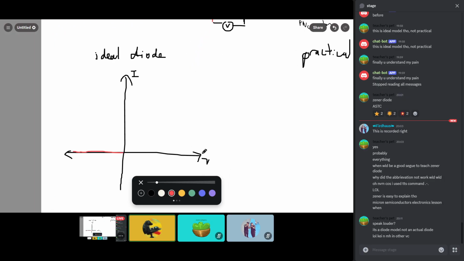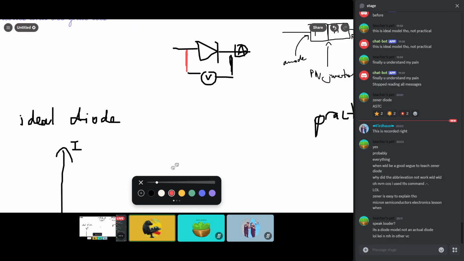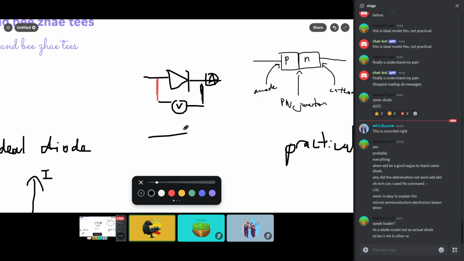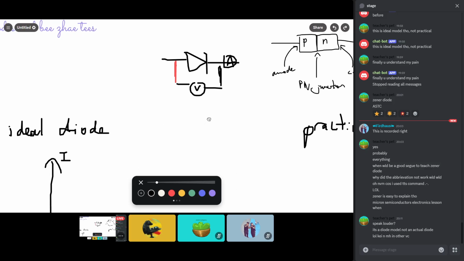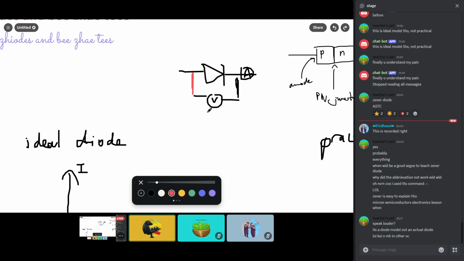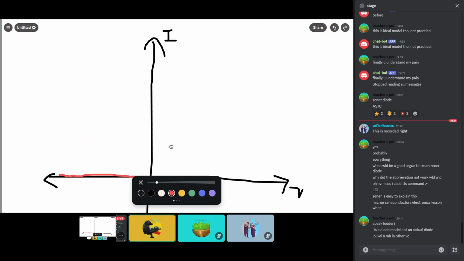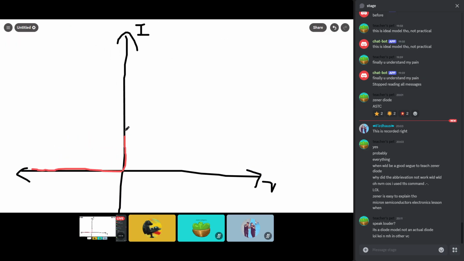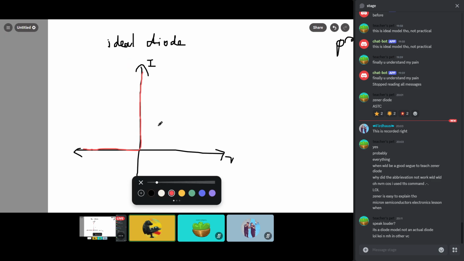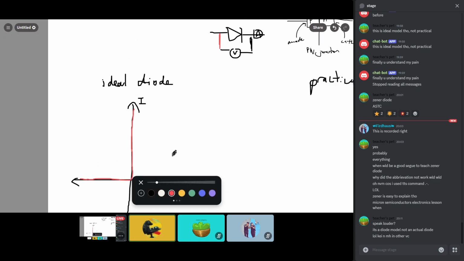Next is when the voltage is positive. So now the current is flowing in this direction. And that would mean that we want to allow the current to flow through. So we can just say that it's as high as it can go. Yeah, like that. And that is the graph of an ideal diode.